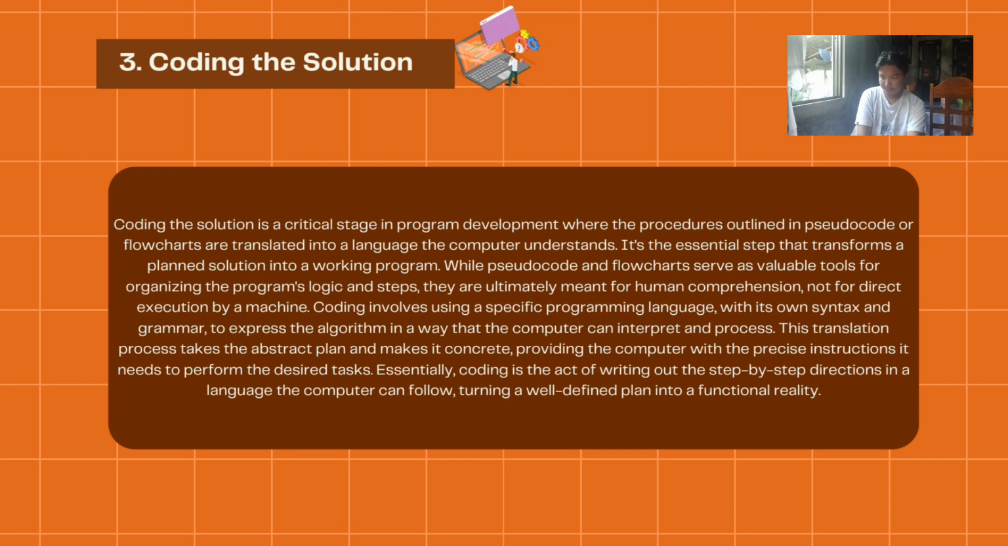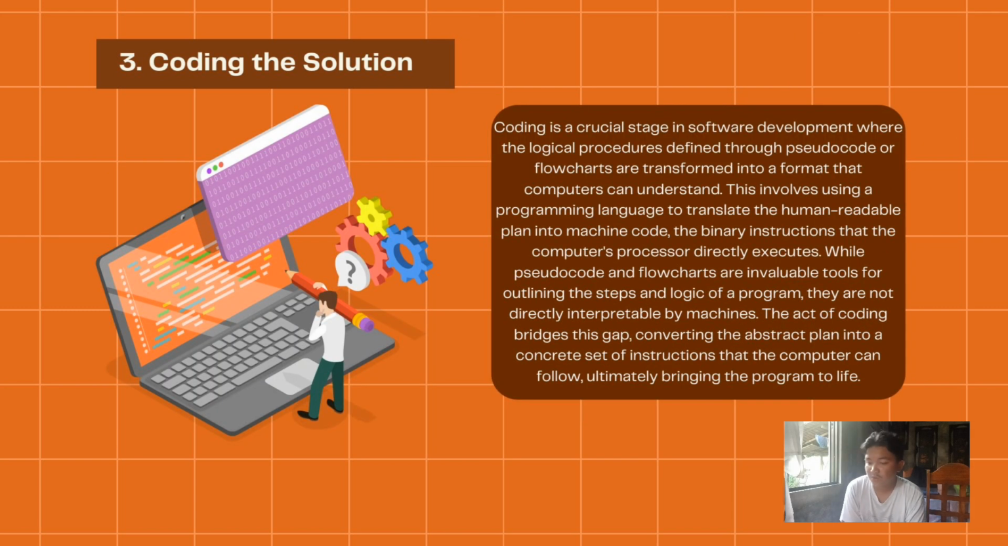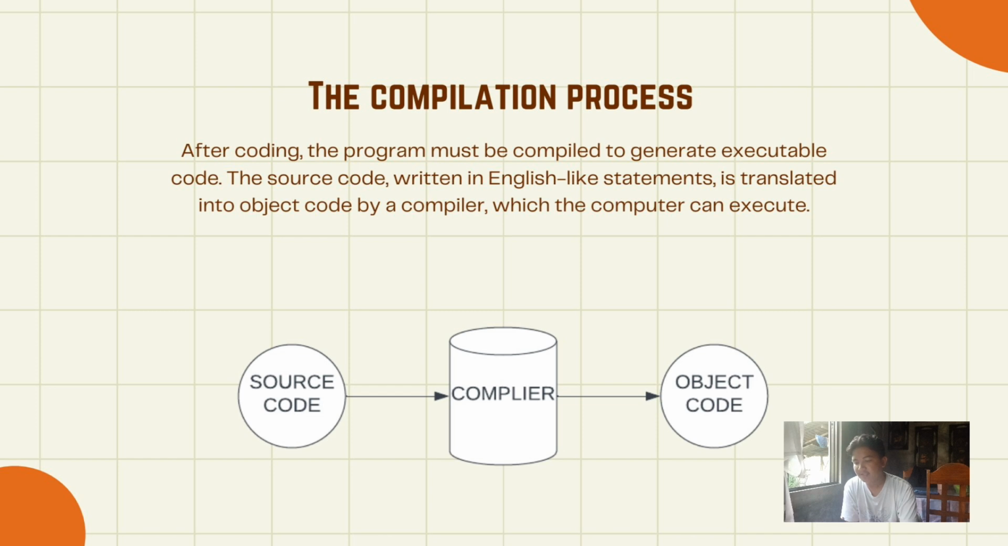So, coding is a crucial stage again in software development, where the logical procedure defined through pseudocode or flowcharts is transformed into a format that computers can understand. So this is the compilation process. After coding, a program must be compiled to generate executable code. The source code, written in English-like statements, is translated into object code by the compiler, which the computer can execute. From source code to compiler to object code.